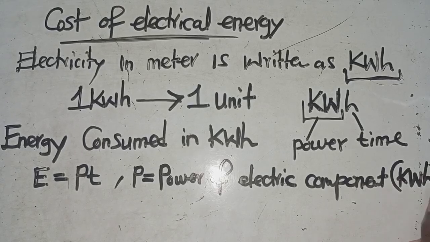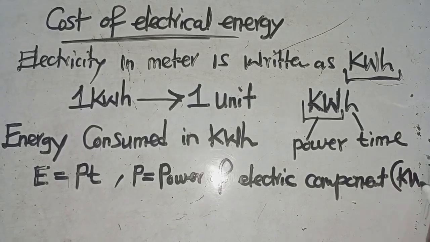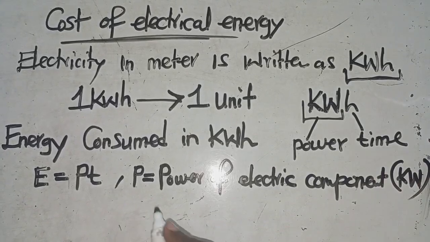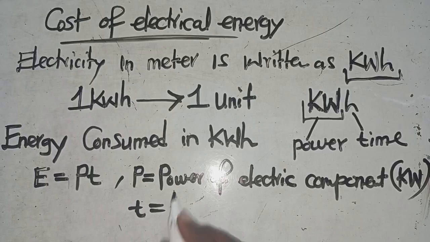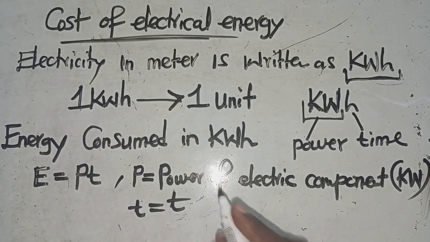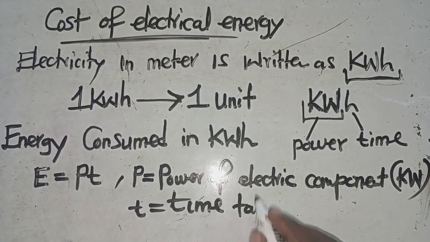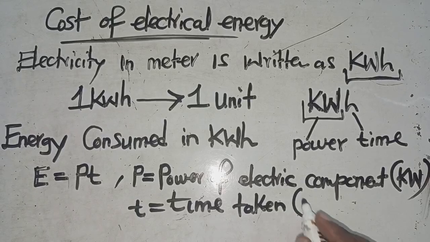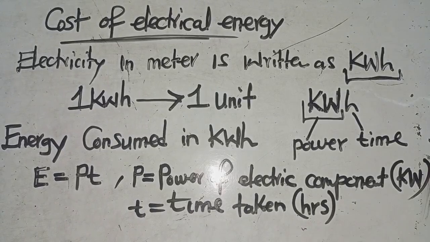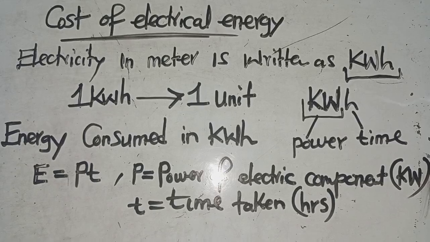The power of electric components is in kilowatt. It's just the power, kilowatt. Then the T that you are able to see is the time, the time taken. And this time taken should be in hours. You need to make sure that this time taken is in hours. That is what you need to get and understand. This is something so simple. I want you to understand this in an easy way.